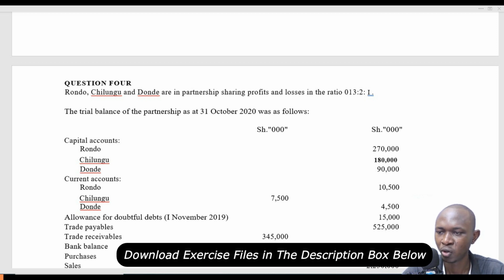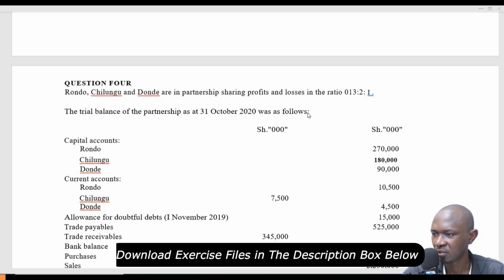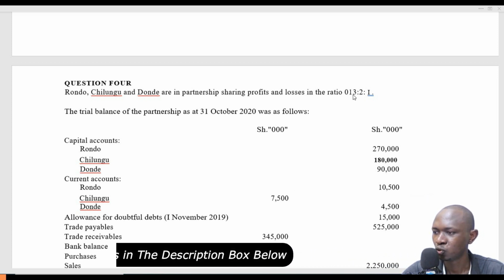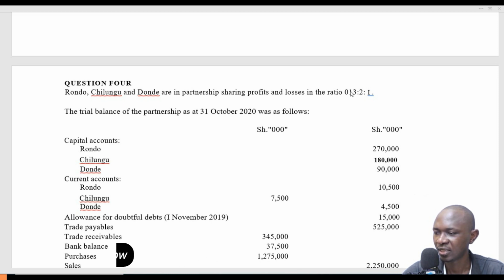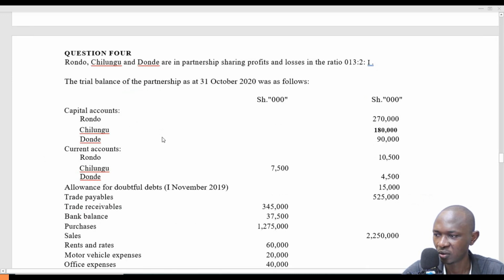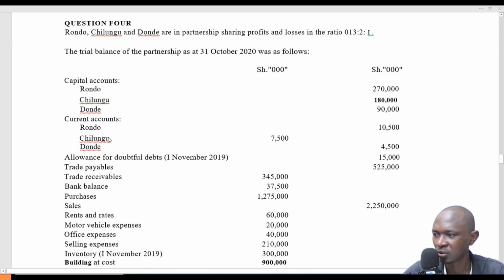Rondo, Chilungu and Donde are in partnership sharing profits in the ratio 3 to 2 to 1. That is ratio 3 to 2 to 1. The total balance of the partnership as at 31st October 2020 was as follows. So those are the figures for Rondo, Chilungu and Donde. You can see the figures.